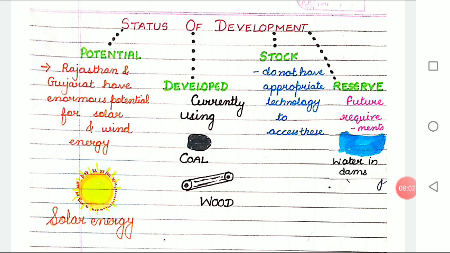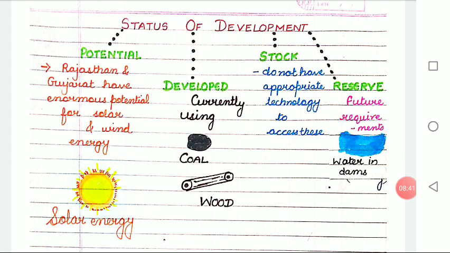Number two, developed resources. These are the resources which we are using currently. Their quality and quantity is known to us. For example, wood, coal, etc. Number three, stock. These are materials which have the potential to satisfy human needs, but human beings do not have the technology to access them. For example, water is made of hydrogen and oxygen, which can be used as a source of energy, but we do not have the required technical know-how to use them for this purpose.